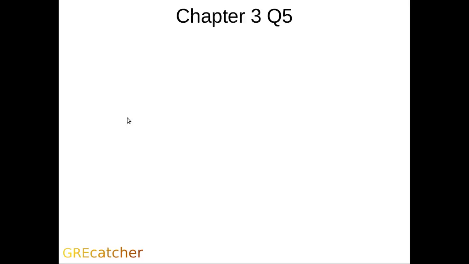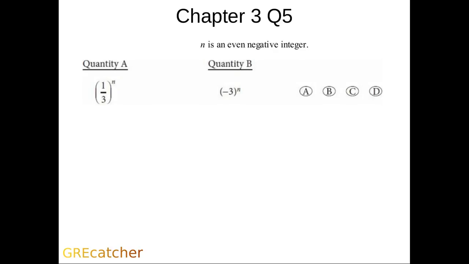Today we have question 5 in the same chapter, the chapter of arithmetic in the official guide of the GRE. And here is question 5. It says you have n, which is an even negative integer. You have quantity A, which is equal to (1/3) raised to the power of n, and you have quantity B, which is equal to (-3) raised to the power of n.